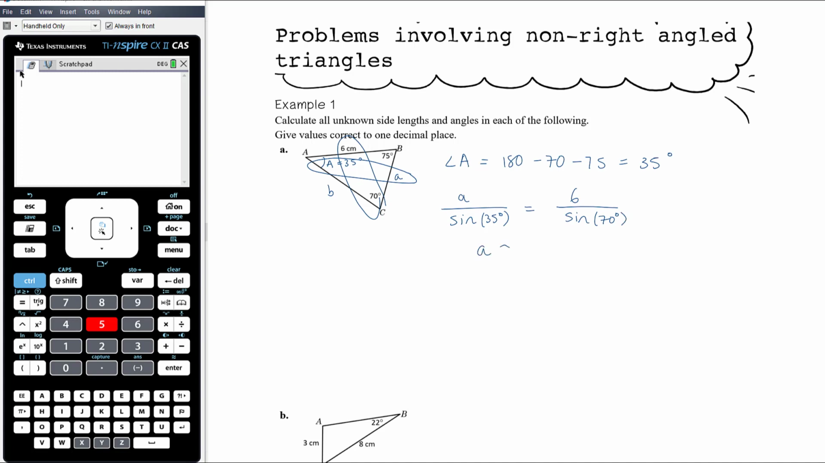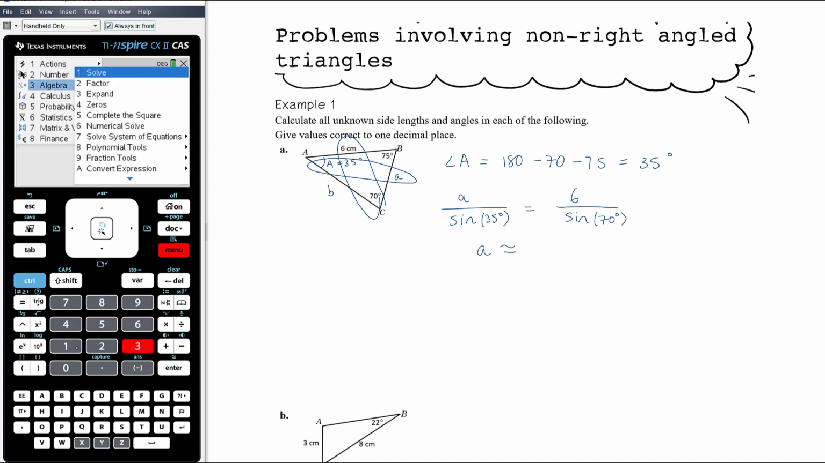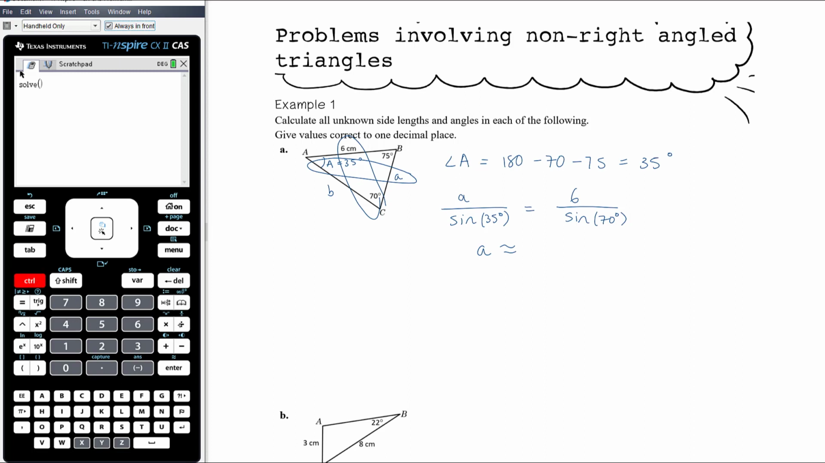Okay, let's use our CAS to solve that. It's a length that's unknown, so we don't need any restriction. So A divided by sine 35 equals 6 divided by, 6 isn't the best number in examples, it sometimes looks like a B. 6 divided by sine of 70. And then comma A, solving for A, control enter.